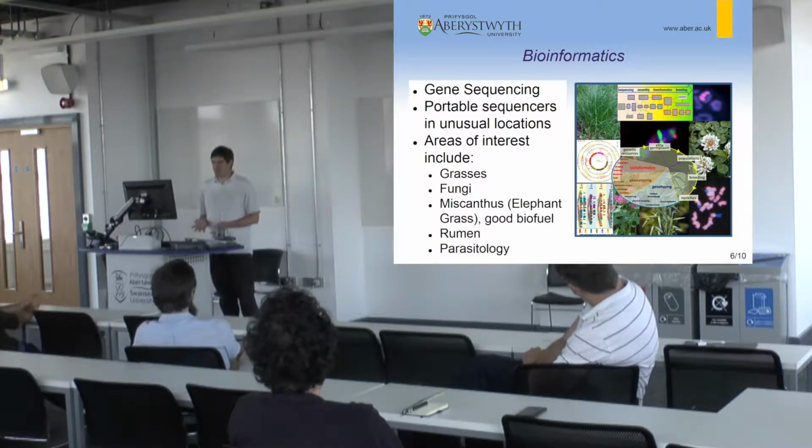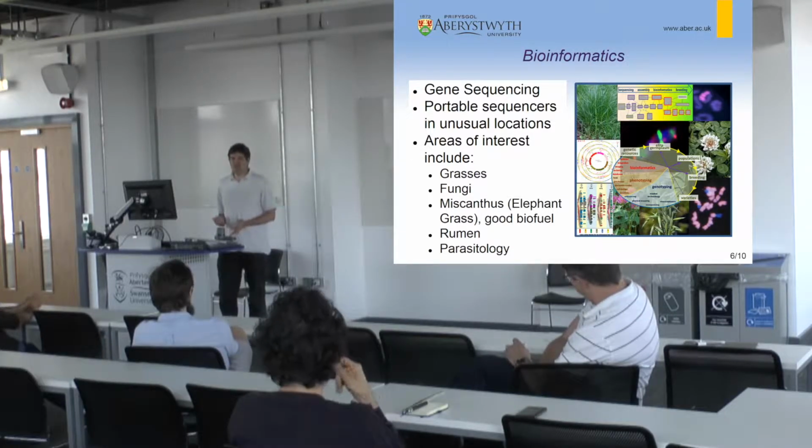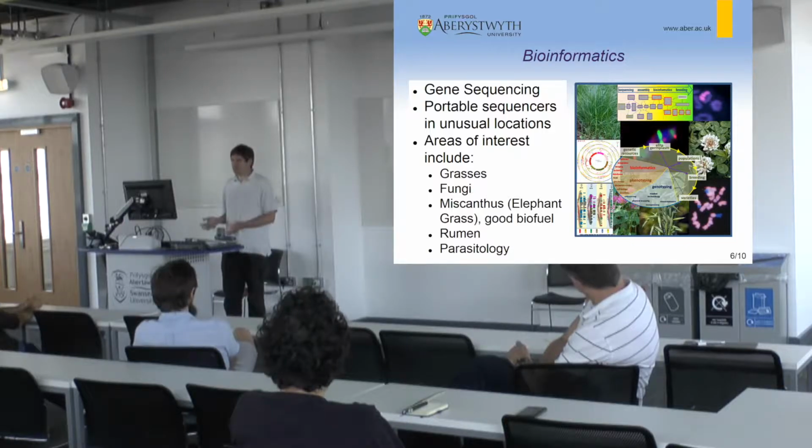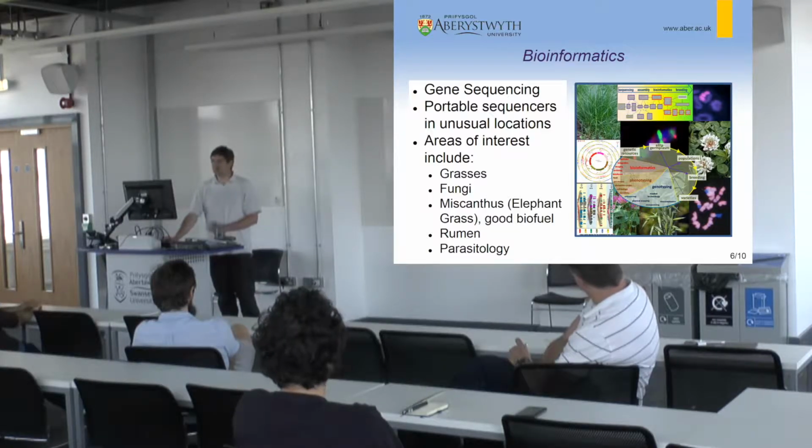And also related to that is a lot of grasses, miscanthus, which is a very good energy crop, and they're trying to optimize that for growing in really harsh conditions where you can't grow anything else and maximizing its yield. There's also a lot of work on rumen systems, so cows and sheep, and parasites and drug development for combating parasites.